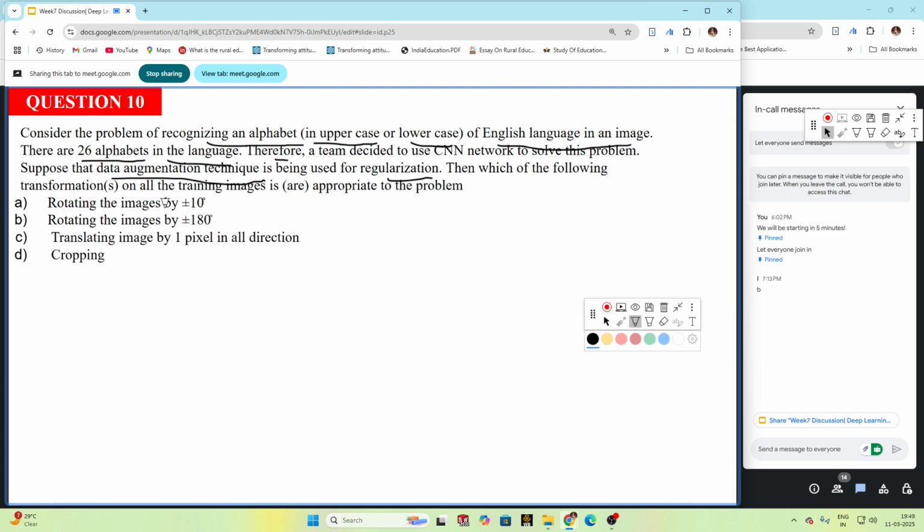Option A, rotating the image by plus minus 10 degrees. Option B, rotating the images by plus minus 180 degrees. Option C, translating the image by 1 pixel in all directions. Option D, cropping. So any guesses for this? A, B, C. Yes, sir, ABC, not D. Cropping will remove some of the information, sir. Yeah, but cropping can be used. B cannot be used.